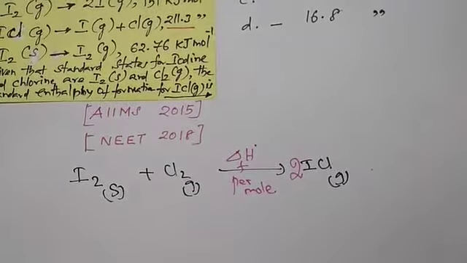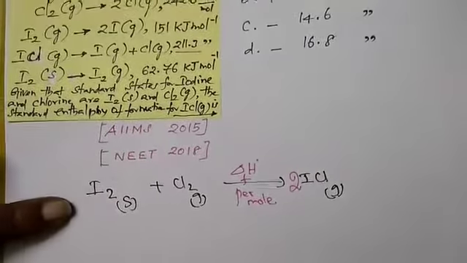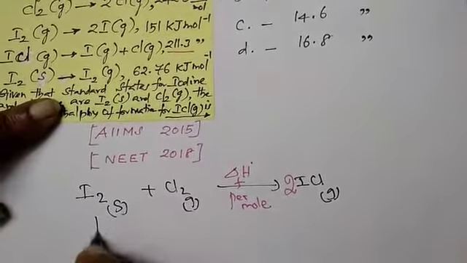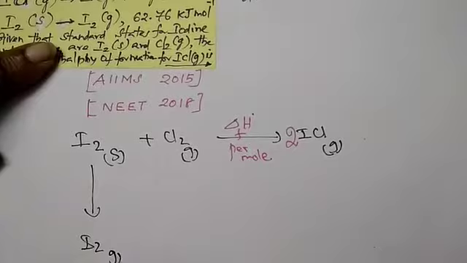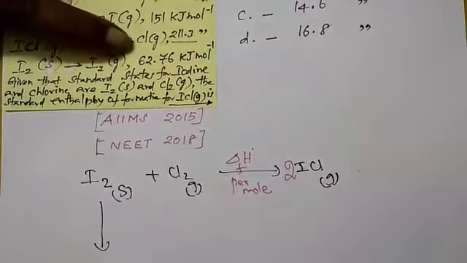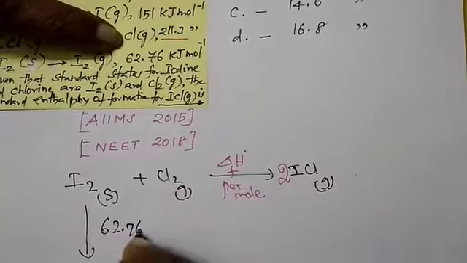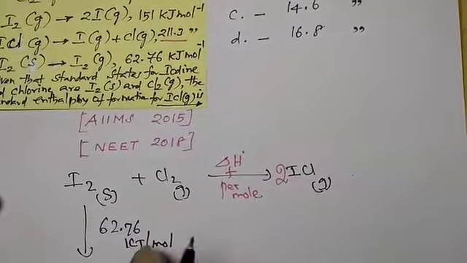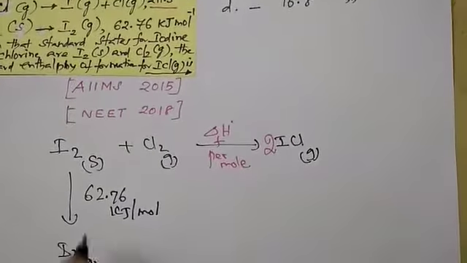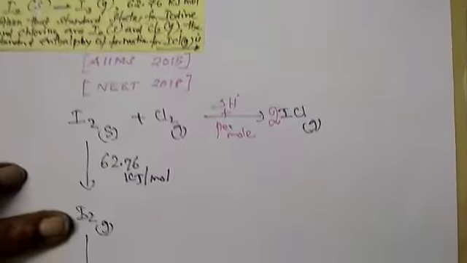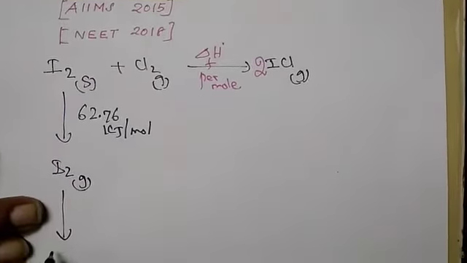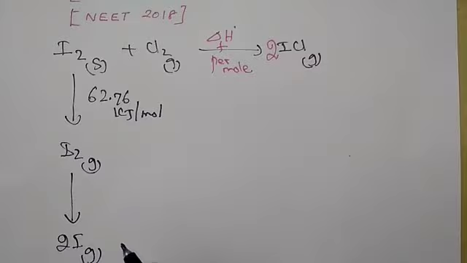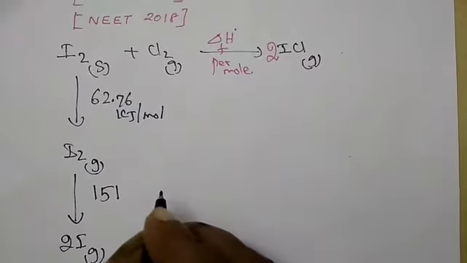Now what else is given, we will write. First, iodine solid should be converted into iodine gaseous state. For the values here, from the data I am taking 62.76 kilojoule per mole. For only one data I am writing the unit, it is understood all have the same unit. Now iodine gas is converted into 2 iodine atoms. For that the value is given as 151 kilojoule per mole.